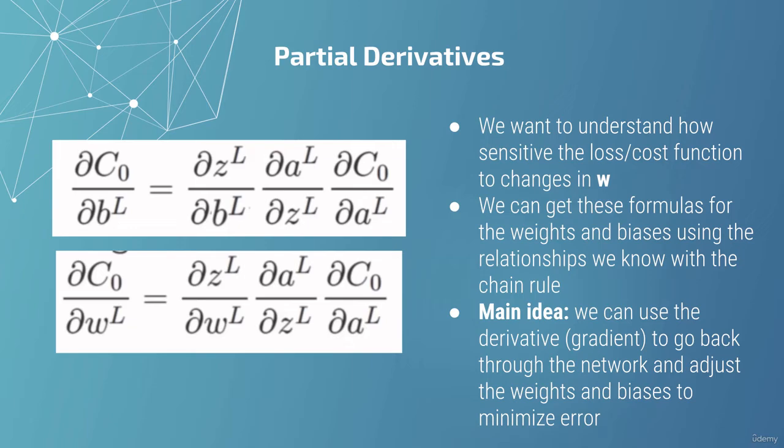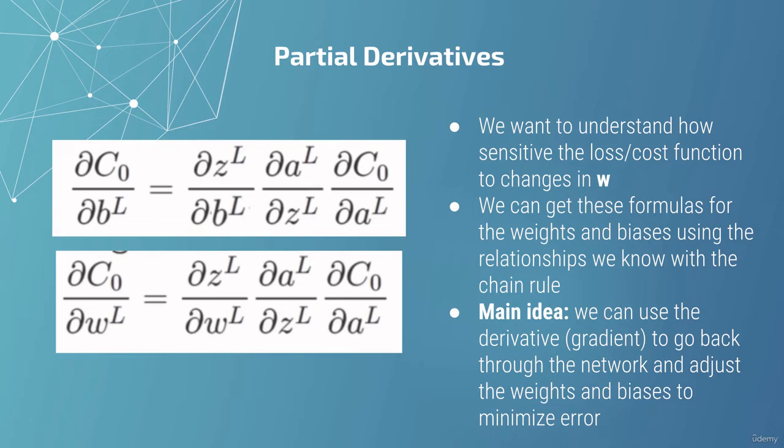Partial derivatives. So we want to understand how sensitive the loss or cost function is to changes in W. Loss and cost functions refer to the same thing. It's just a different way of saying it. So how do we understand the sensitivity of this loss function to how W changes? We can get these formulas for the weights and biases using the relationships we know with the chain rule. For those taking calculus, chain rule is the stuff of nightmares. For those not taking calculus, you will eventually encounter this nightmare at some point in your life. For now, you don't need to exactly understand what the chain rule is, but just get the main ideas.